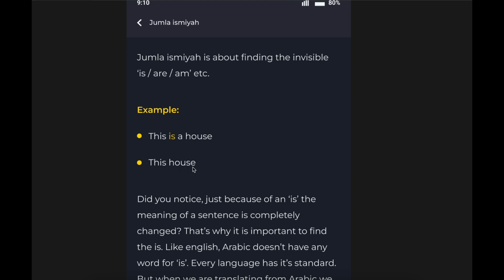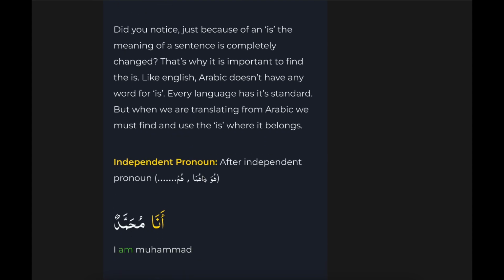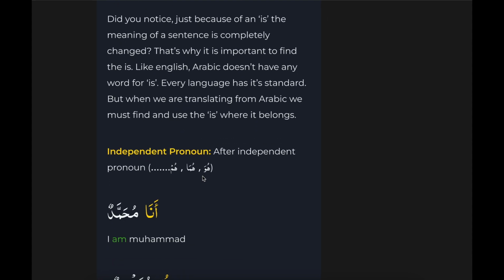So, it is extremely important that we find is where it belongs. Otherwise, the meaning of a sentence can completely change. So, how do we know when to add is in the sentence or not?